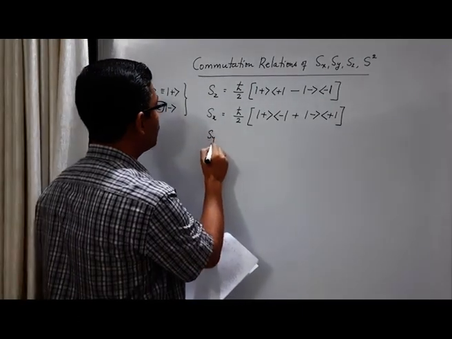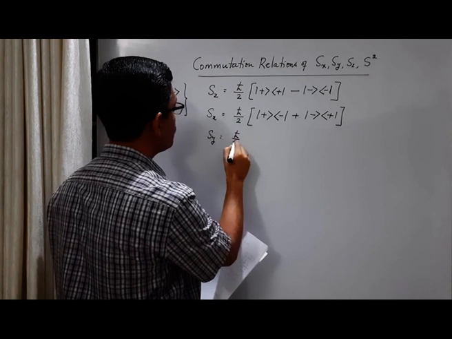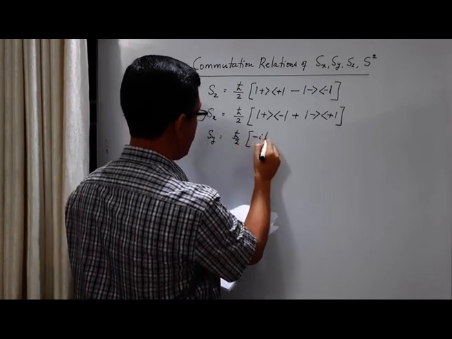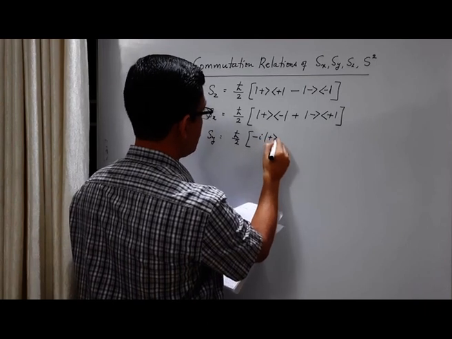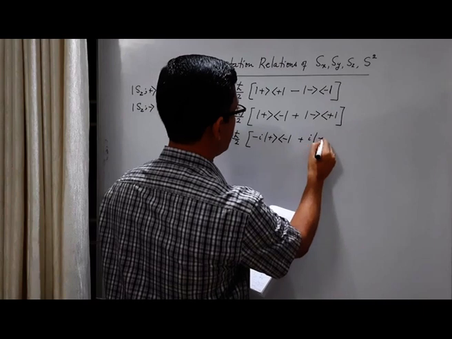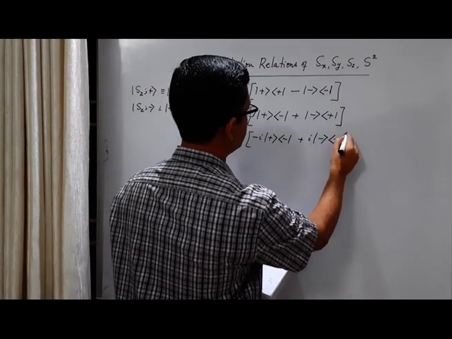Similarly, Sy we can write as h cross by 2 times minus i ket plus bra minus plus i ket minus bra plus.